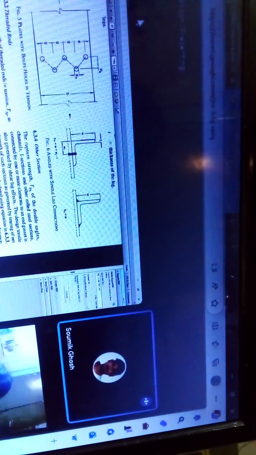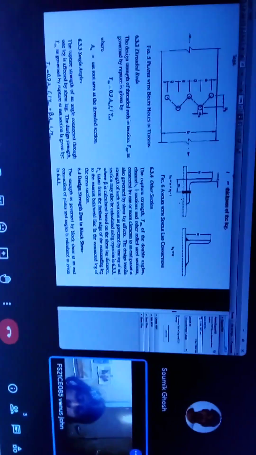That means if I am telling you that it is an ISA 100 into 100 into 6, that means this 100 millimeter part will be in the outstanding portion as well as in your connected portion also. The whole length of that connected leg is also W. For an equal angle section, it should be W. Clear? Clear, sir.